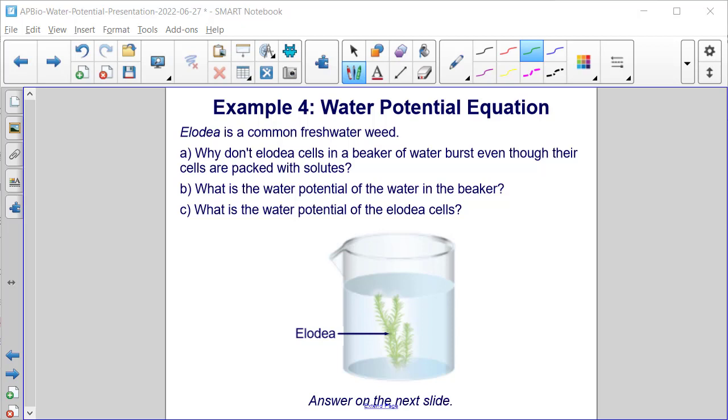Example 4, water potential equation. Elodea is a common freshwater weed. A, why don't Elodea cells in a beaker of water burst even though their cells are packed with solutes? B, what is the water potential of the water in the beaker? And C, what is the water potential of the Elodea cells?